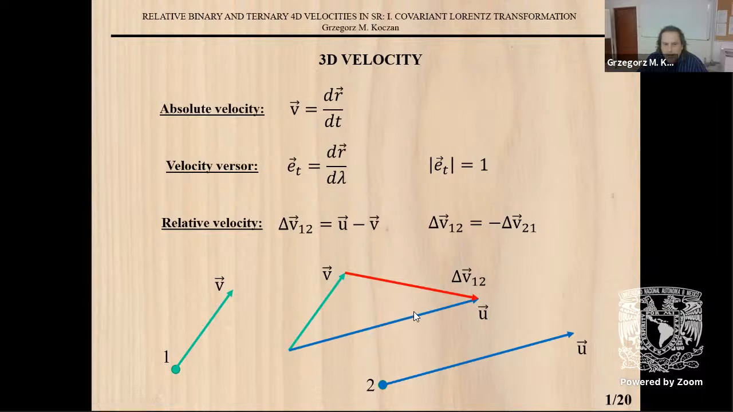In the diagram, the ordinary relative velocity, of course, is this red vector which connects the ending of the vector of the first and second body.